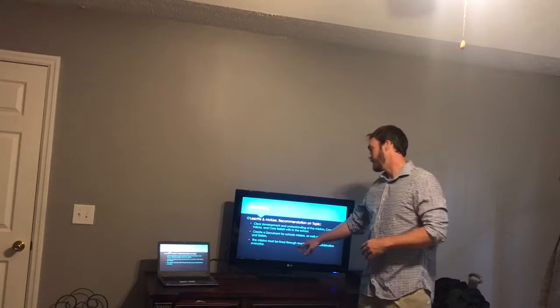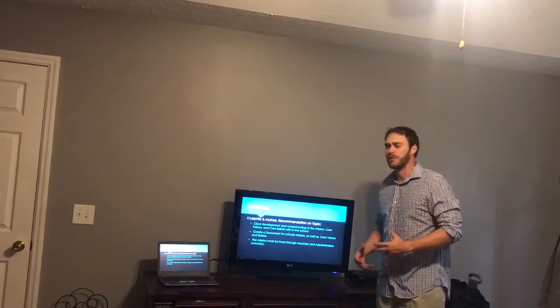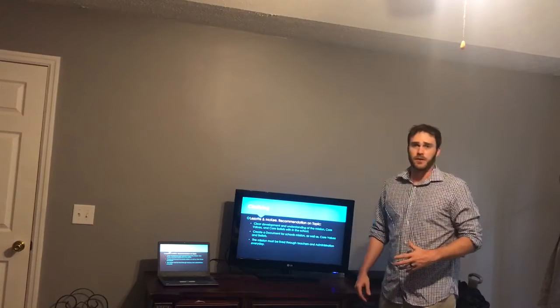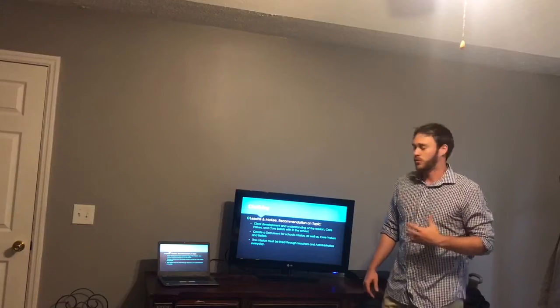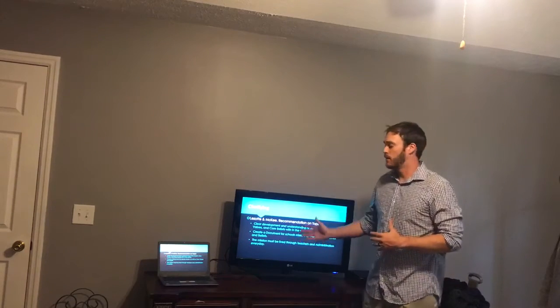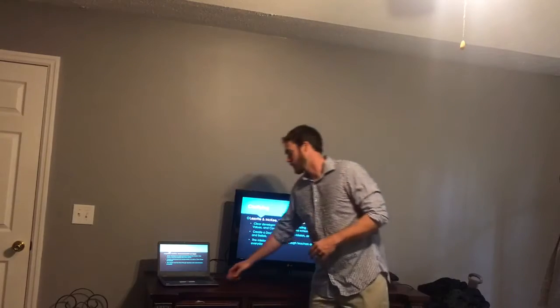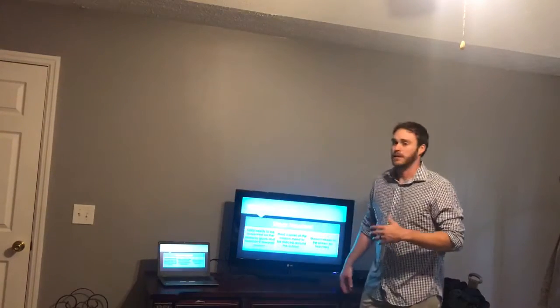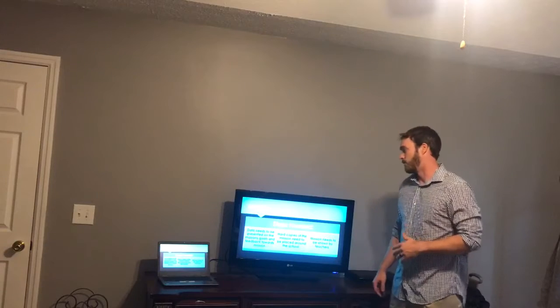The mission must be lived through teachers and administration every day. So we're going to be the role models. It's pretty much what the book is trying to tell me right here, and we're going to see in the next slide that we actually do agree with some of what this book is saying from a school improvement standpoint.